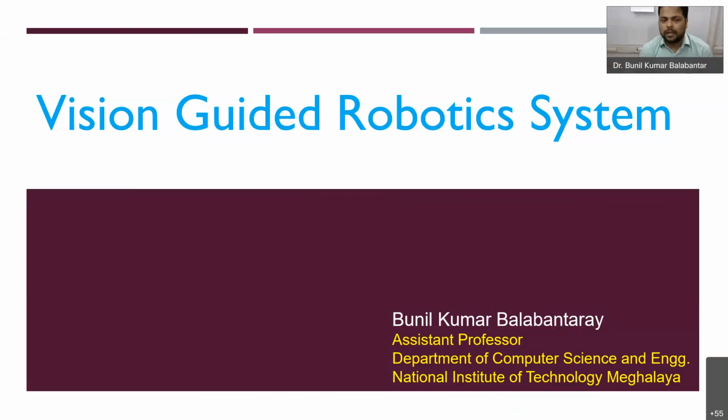I hope the participants in this discussion are aware of the sensory components available in a vision system in a robotic system. So I'll be talking about the basic applications of vision guided robotics, and how we can choose the different components required for developing a vision guided system.